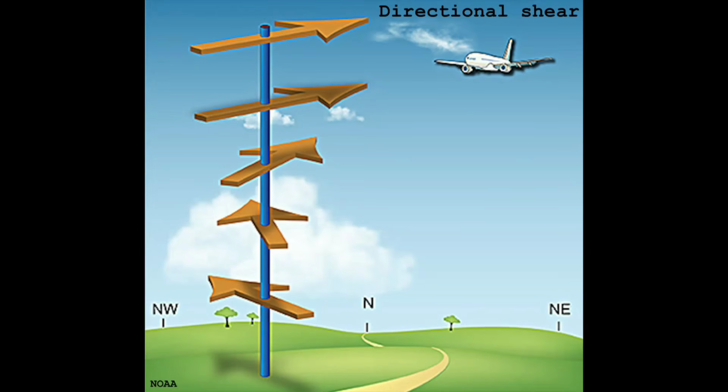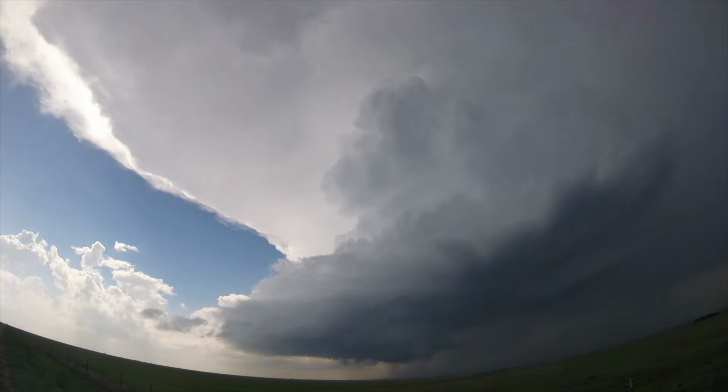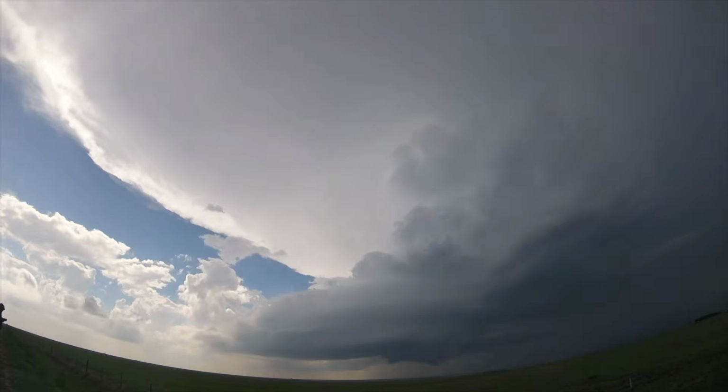Directional shear is important because it allows the storm to rotate, and rotating thunderstorms can produce those severe hazards like large hail and tornadoes. Those are storms that are called supercells. Supercells have an updraft that rotates, and that is due to directional shear.